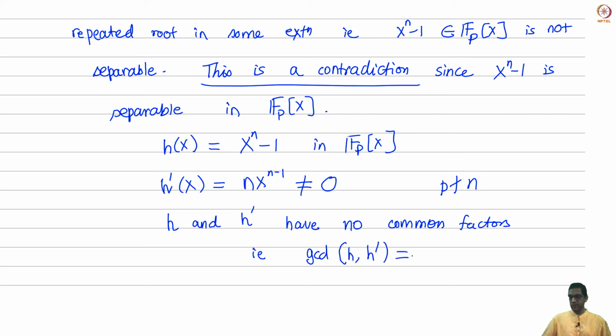Why is that? Because the only factors of h prime are powers of x themselves, right? I mean, it's just x to some power. So the only thing that can possibly divide h prime is some power of x, but powers of x don't divide h, right? So this has only 0 as a root, and h definitely doesn't have 0 as a root. So that's the contradiction. Okay, so that contradiction establishes the following claim. So therefore our claim is proved.